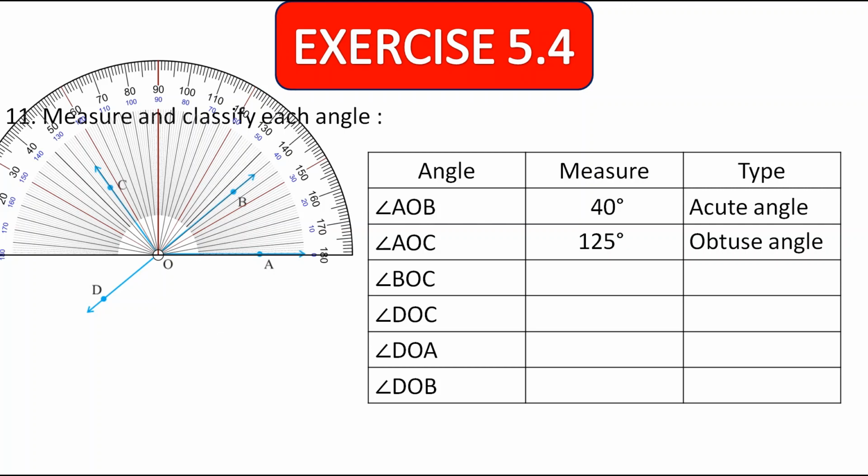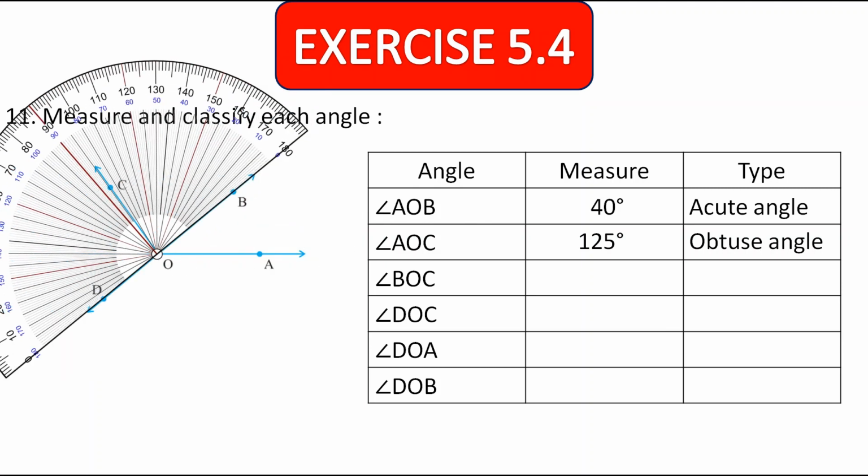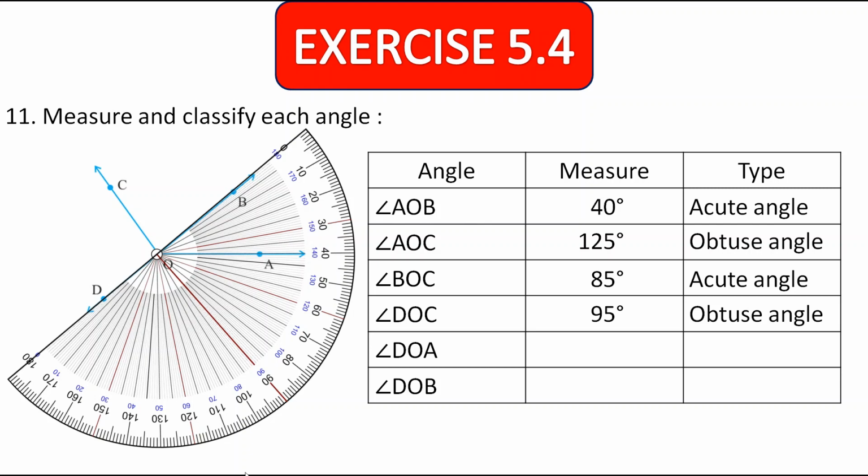Now we have to measure BOC. So we have to adjust this protractor this way, so the base comes OB. So the angle of BOC is 85 degree. It is less than 90 degrees, so it is an acute angle. Next comes DOC. Now DOC we have to measure like this way. So it is 95 degree, and it is an obtuse angle. Now we have to measure DOA. So we have to adjust like this way. DOA is measuring 140 degree. So it is an obtuse angle. Next DOB. DOB is a straight angle, which is equal to 180 degree.